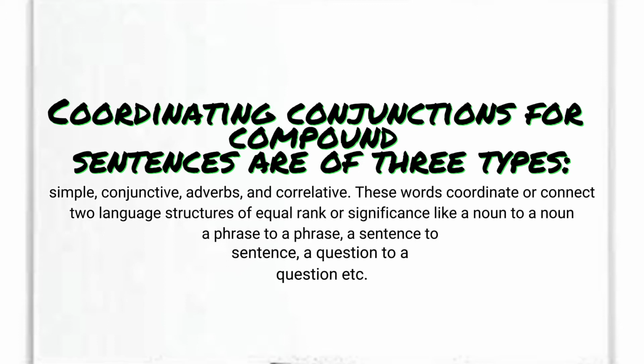Coordinating conjunctions for compound sentences are of 3 types: simple, conjunctive adverbs, and correlative. These words coordinate or connect two language structures of equal rank or significance, like a noun to a noun, an adjective to an adjective, a phrase to a phrase, a sentence to a sentence, a question to a question. Let's proceed to the examples wherein the coordinating conjunctions are in use.